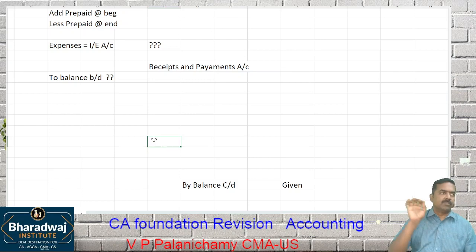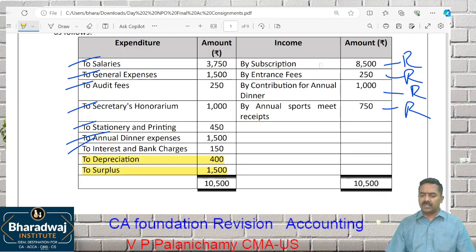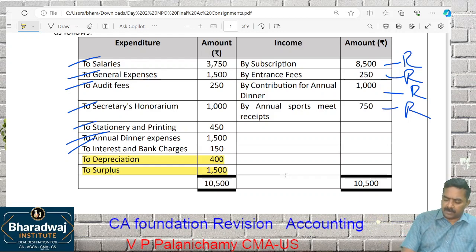But listen, before even starting this, we have to do some workings. What is the working we have to do? Subscription received, how much? You have to work out. Salary paid, general expenses paid, audit fees paid, everything you have to work out. Working notes first, then let us start with receipts and payments account.